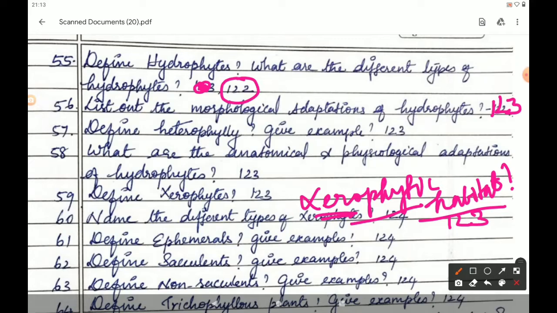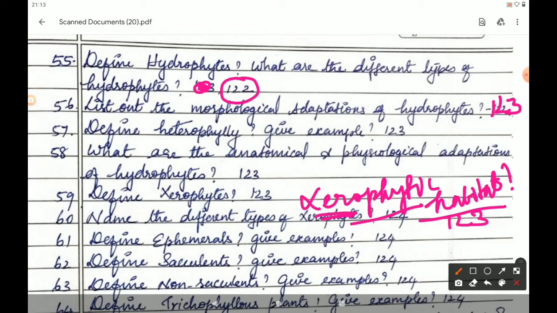One more question. Ephemerals are otherwise called drought escapers or drought evaders, and these plants complete their life cycle within a short period, and they are not true xerophytes. So this is also one more question: which plant is not a true xerophyte? Ephemerals. Examples: Argemone, Tribulus, Tephrosia, Mollugo. Ephemerals are otherwise called drought escapers.